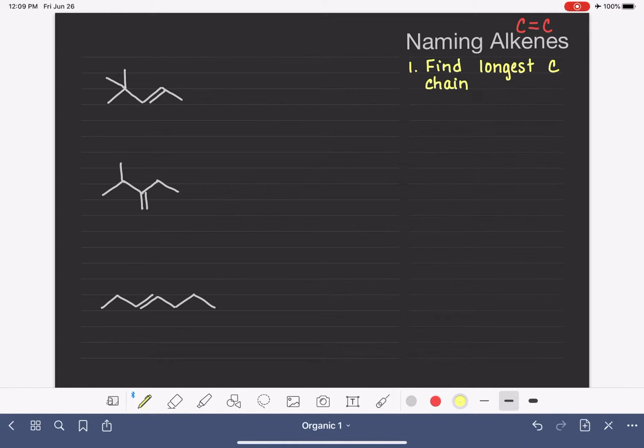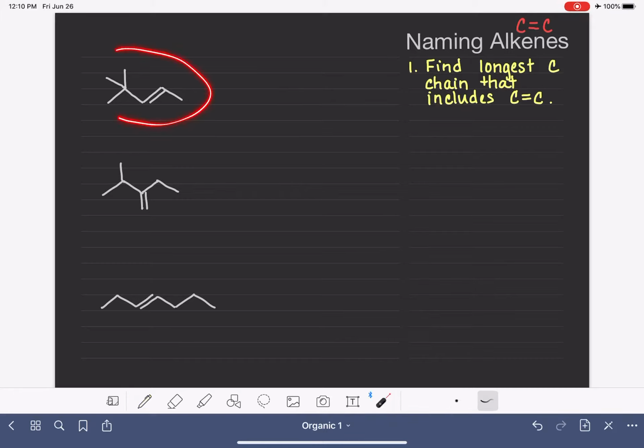When we are naming an alkane, we just simply look for the longest carbon chain. But when we are naming an alkene, we are looking for the longest carbon chain that contains, or includes, the carbon-carbon double bond. So it might not be the longest chain of carbons in the whole entire molecule, but it absolutely must contain the carbon-carbon double bond.